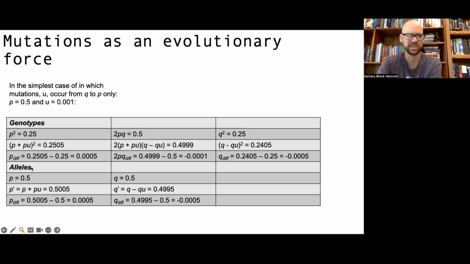We can also look at this at the allele level, which is exactly the same as it is at the homozygote genotype level, just without it being squared. So since the starting frequencies are 0.5 for both, you can write P prime and Q prime as equal to the frequency of P and Q in the next generation. So it's just P plus PU, with PU being the number of Ps that are being added from mutations from Q, and that gives us 0.5005. So that's an increase of 0.0005 for P, and then obviously Q decreases by that same amount.